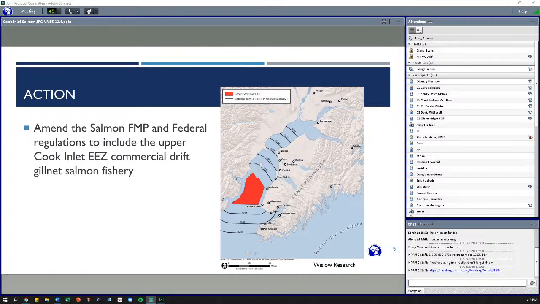Beginning with a brief statement of what this action is. It is amending the federal salmon FMP as well as federal regulations to include the Upper Cook Inlet EEZ commercial drift gillnet salmon fishery, that is the drift gillnet fishery that occurs in the federal waters of Cook Inlet. I have the area highlighted in red on this figure to give people a description of the action area.